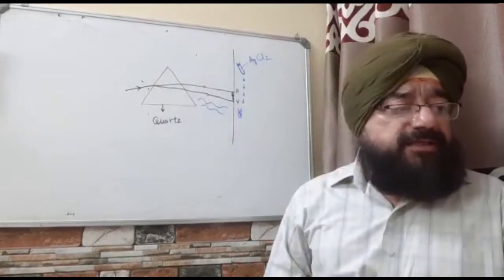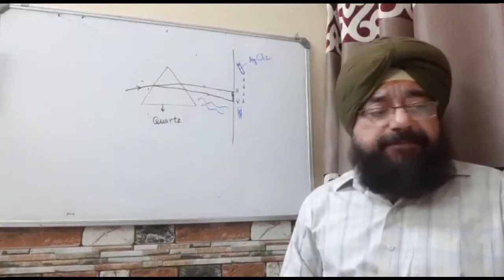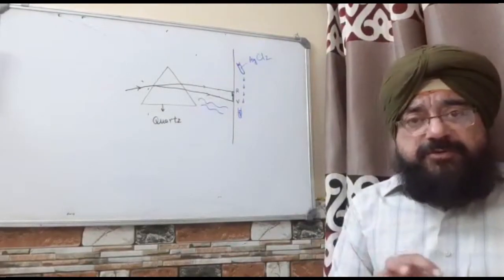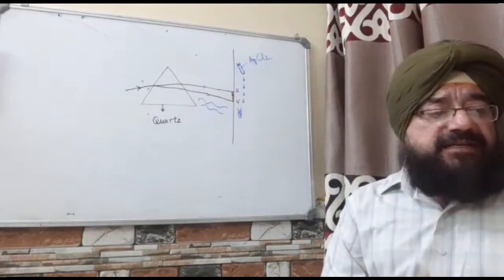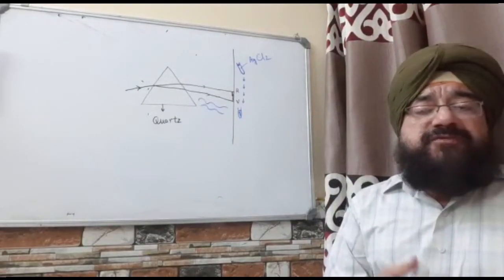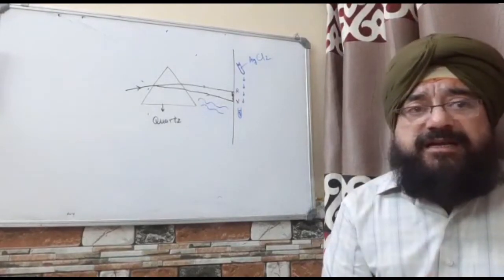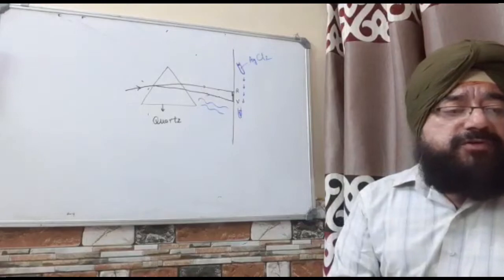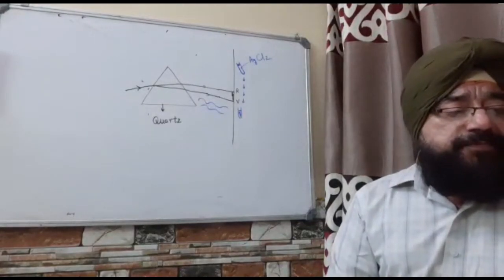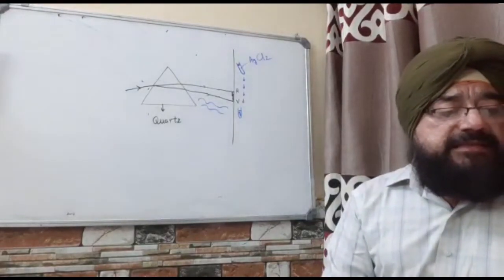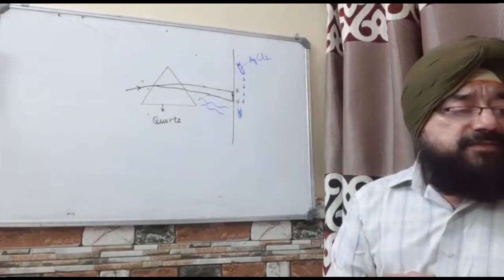Coming to visible light, we have discussed visible light in detail. We said that it gives us the sensation of sight, having wavelengths between 4000 angstrom and 8000 angstrom, and this makes us see the things around us.